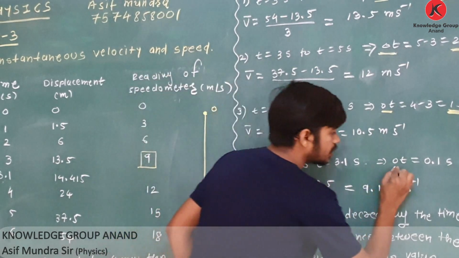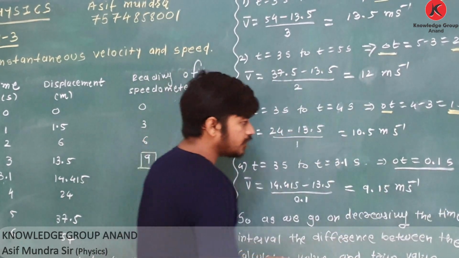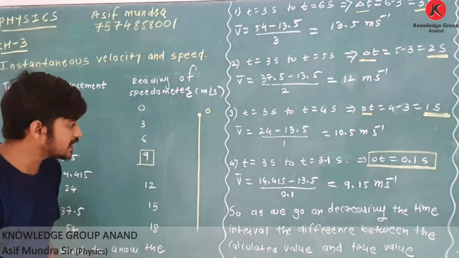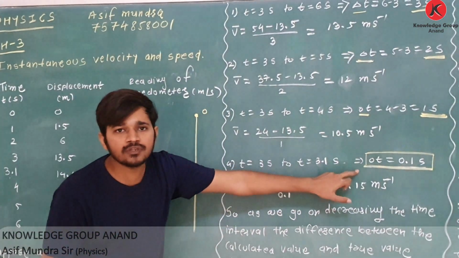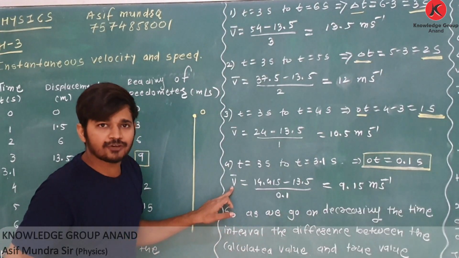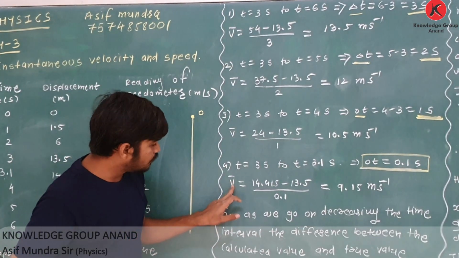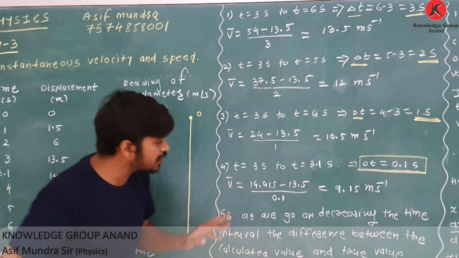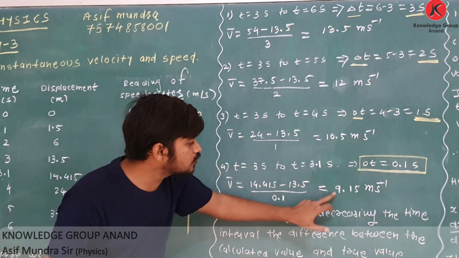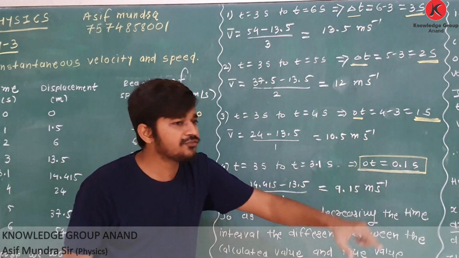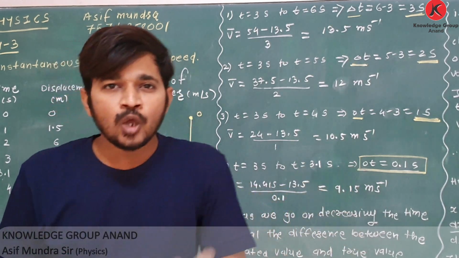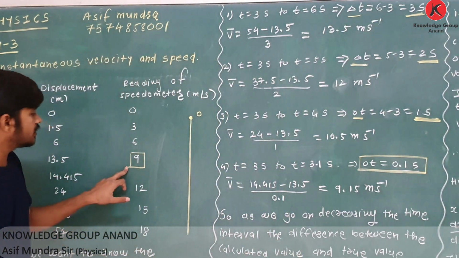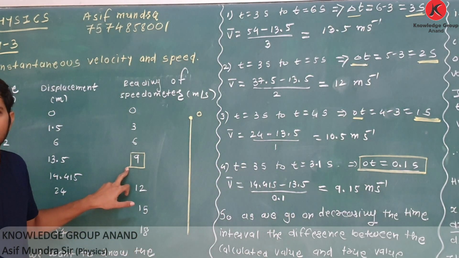What is the time interval? The time interval is 0.1 second. For this time interval of 0.1 second, if I find the average velocity v bar, it is equal to (14.415 minus 13.5) divided by 0.1, which is equal to 9.15 meter per second. We can say it is very, very close to the actual or true value.